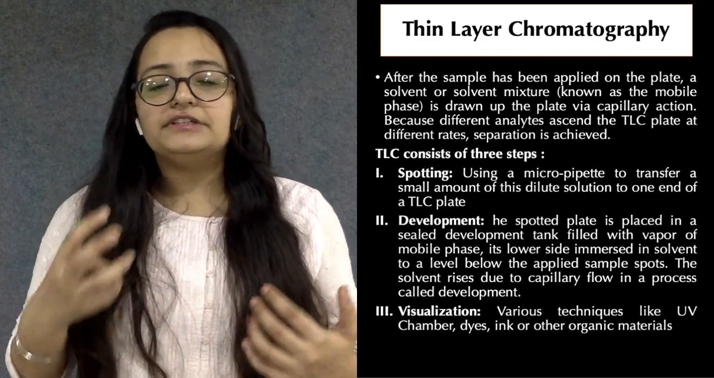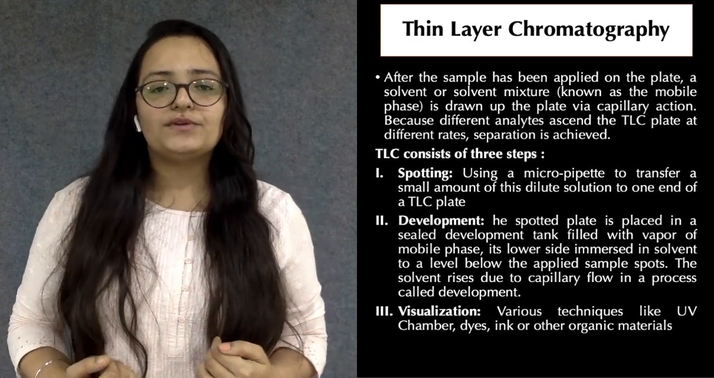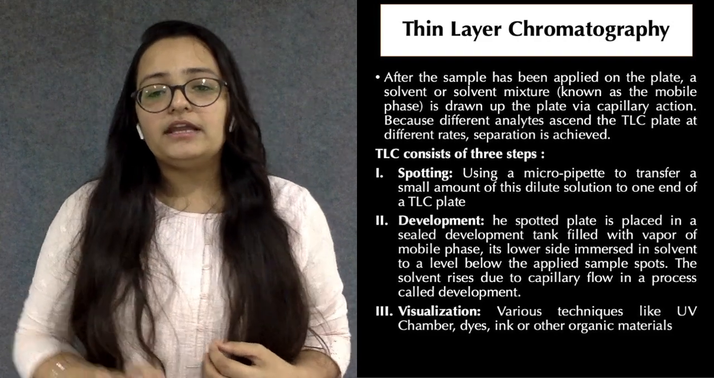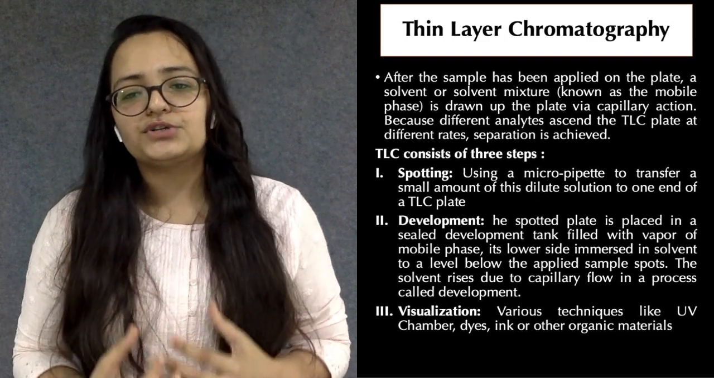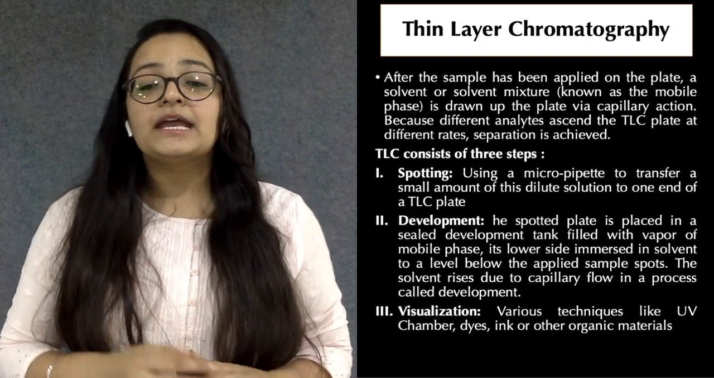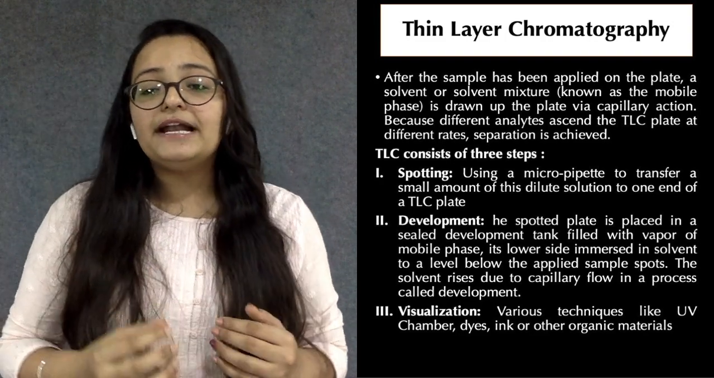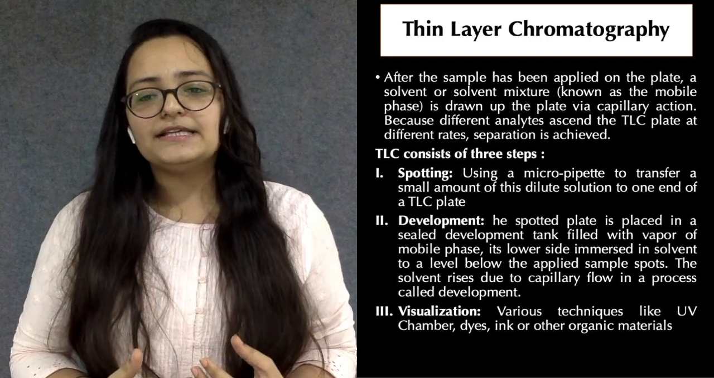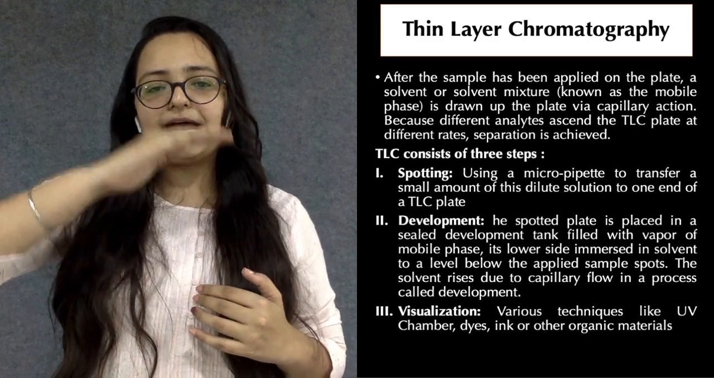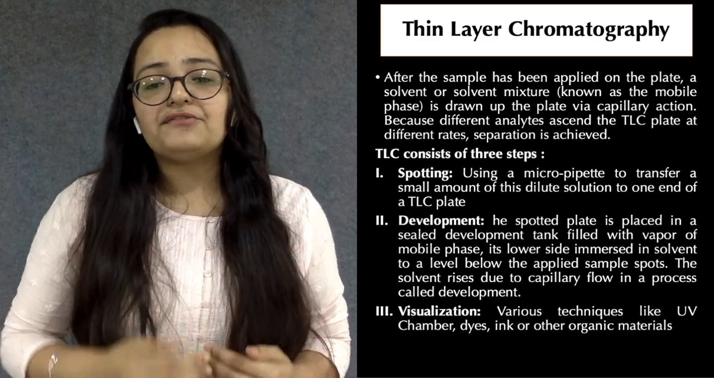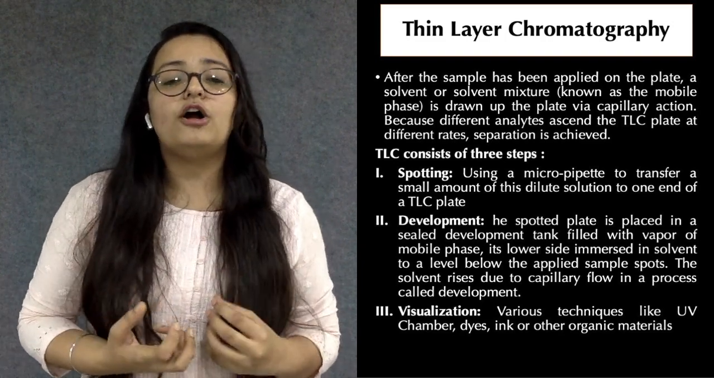TLC consists of three steps. One is spotting, second is development, and third is visualization. In the case of spotting, use a micro pipette to transfer a small amount of the dilute solution to one end of the TLC plate. The spotted plate is placed in a sealed development tank filled with the vapor of the mobile phase. Its lower side is immersed in the solvent to a level below the applied sample spot. The solvent rises due to capillary action, and this capillary flow is called development.